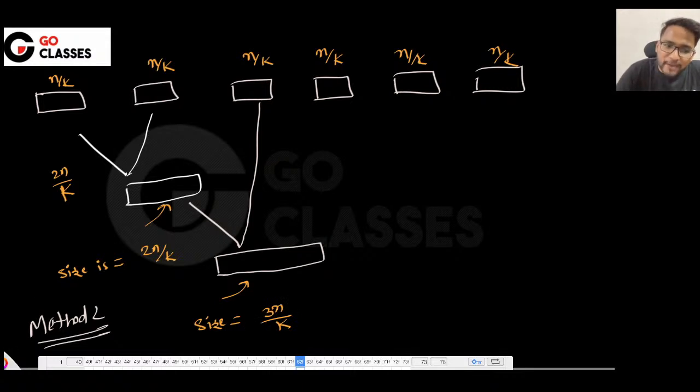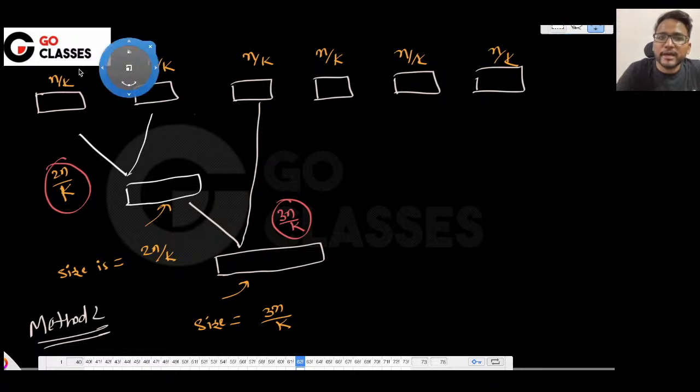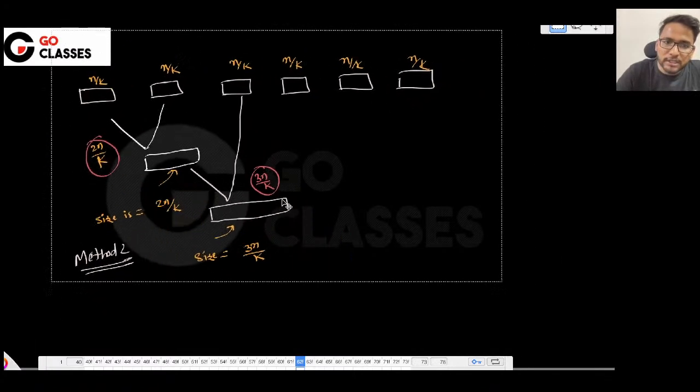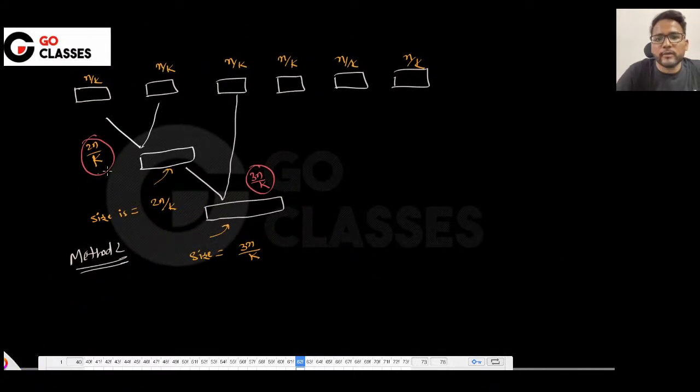Now how much cost will you incur? You will also incur 3n/k cost. Here you have incurred 2n/k, here you have incurred 3n/k. It is not like you only incur 3n/k. You have already incurred 2n/k cost, and no one can deny this cost. Now you are additionally incurring 3n/k cost.